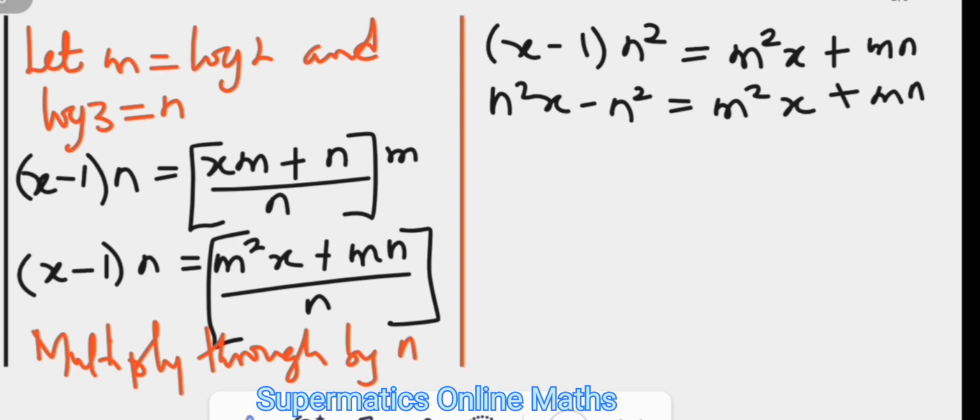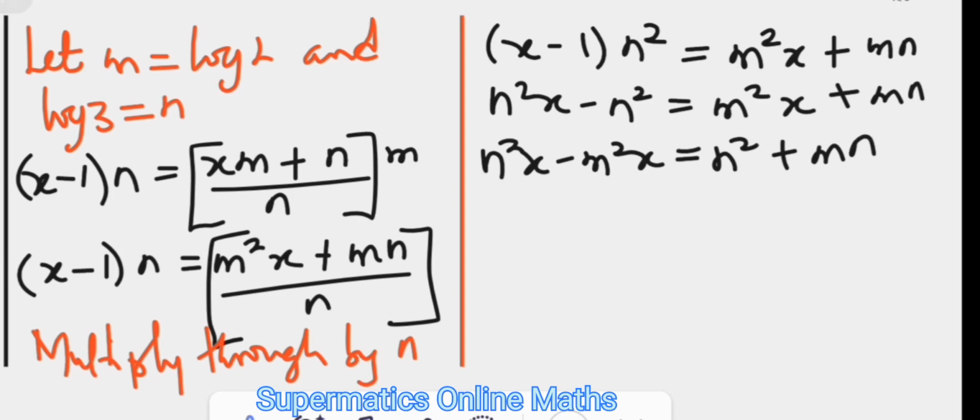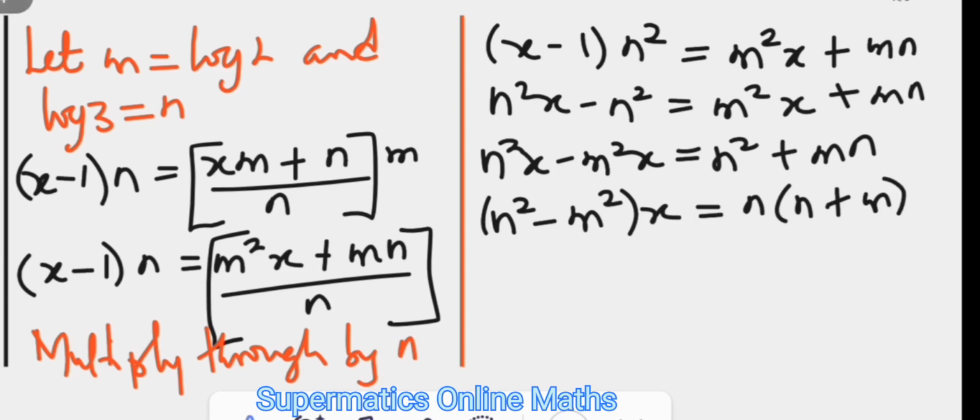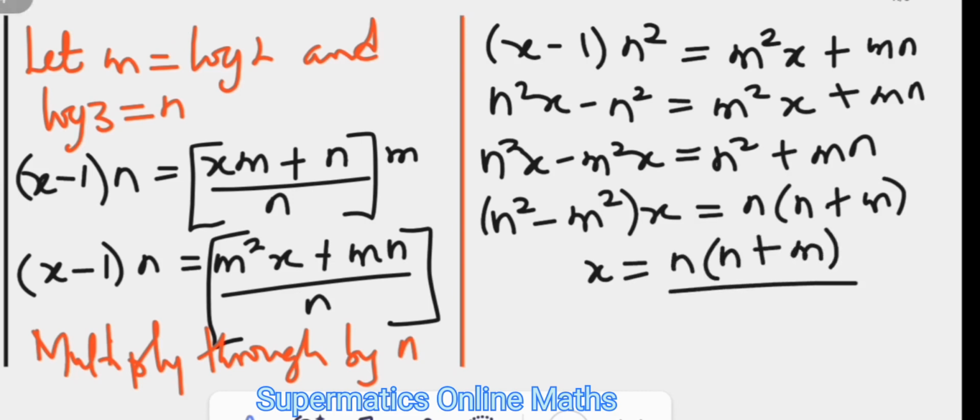Now, bringing the x together by subtracting m squared x from both sides and adding n squared to both sides, the equation becomes n squared x minus m squared x on the left, and on the right we have n squared plus mn. So that we have n squared minus m squared times x, and that's equal to n into bracket n plus m on the right, and dividing both sides by n squared minus m squared, x is n times n plus m over n squared minus m squared.